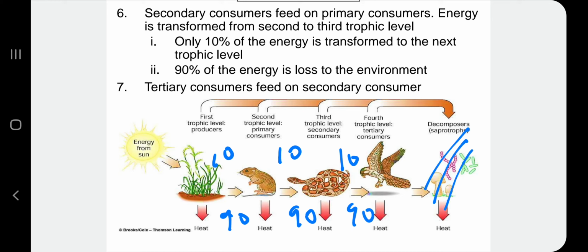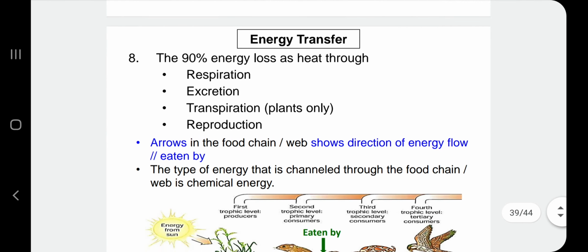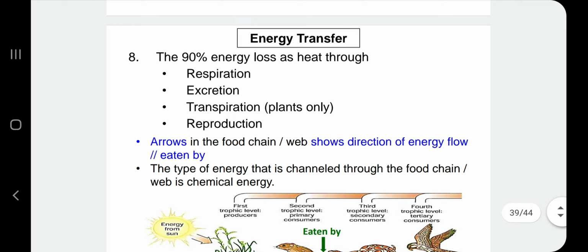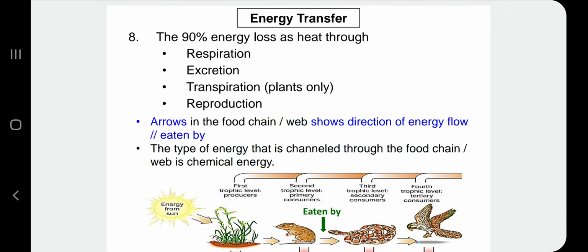Once again, this one we ignore. Okay, so the 90% energy is lost as heat through respiration, excretion, transpiration and reproduction. Okay, so if there is a question asking where the 90% of energy goes, why the next trophic level gets only 10%, you may use this example for your answer. Okay, but transpiration is only for plants. Okay, please have a look first at the question. Is it referring to animals or plants?